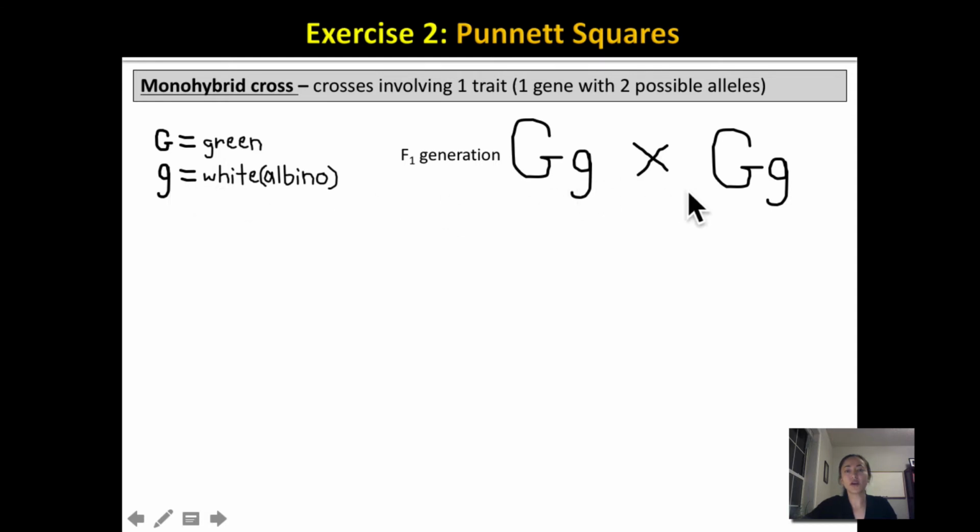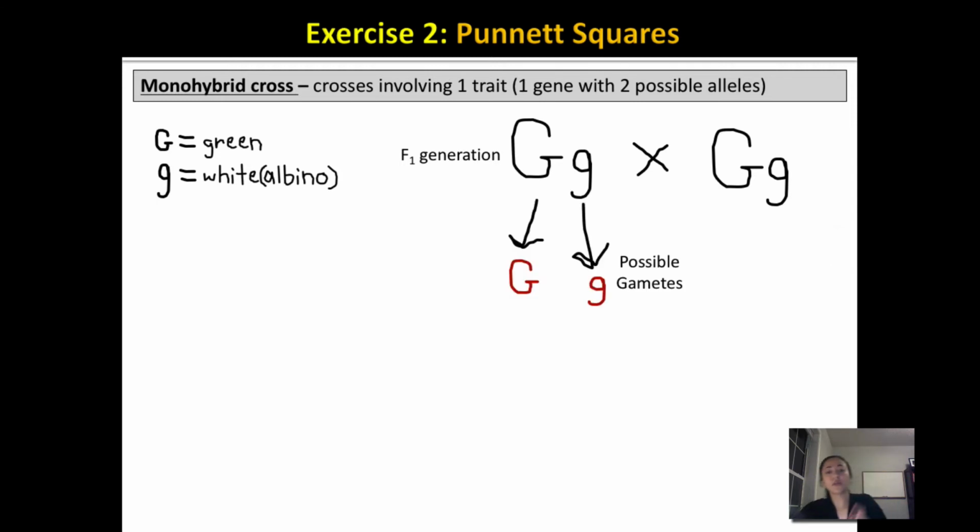We already know what parents are being crossed here. Heterozygous is being crossed with another heterozygous. Let's now figure out what gametes each parent can make. We know that gametes are always haploid. They always have only one copy of a gene. So the gametes that the first parent could make would either have a big G in it or a little g. So one or the other. A gamete can never have two of the same letter in it. The other parent could also make a gamete of possible type big G or little g.